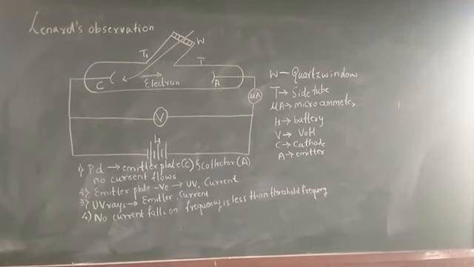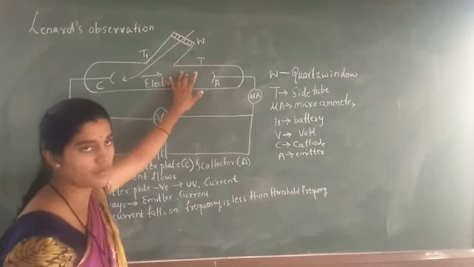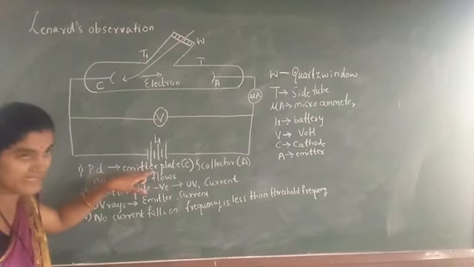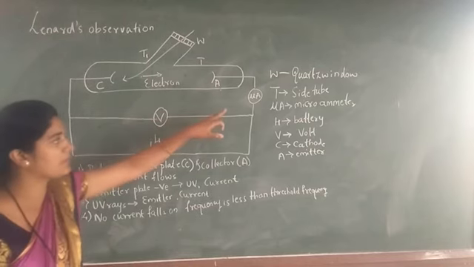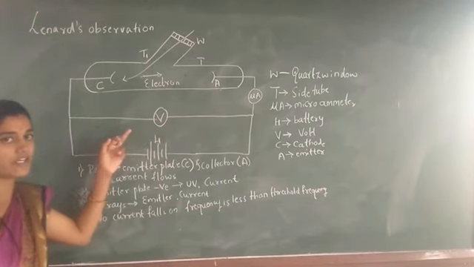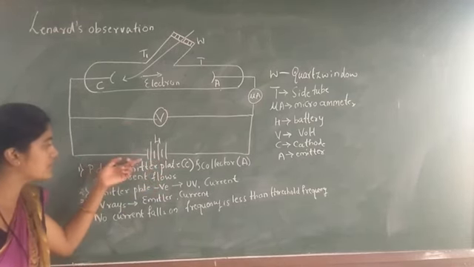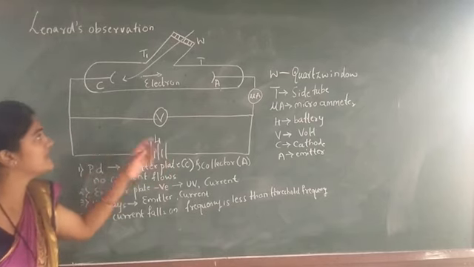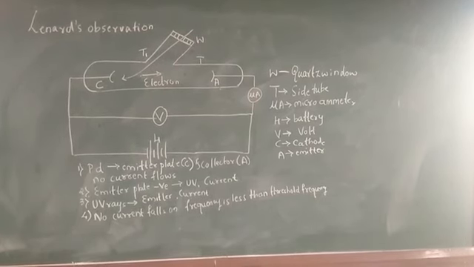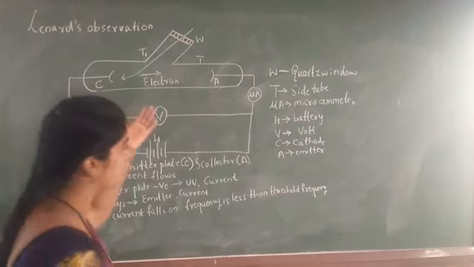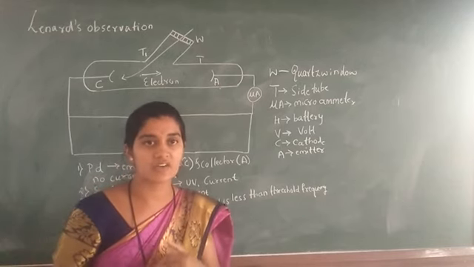Now, according to the diagram, W is the quartz window, and there is the side tube. C is the emitter plate and A is the collector. C and A are connected to the microammeter, which is connected to the voltage V, and all of this is connected to the battery H, with one negative side and one positive side. This is the diagram for Lenard's observation on the photoelectric effect. When the ultraviolet radiation falls on the emitter, the electrons are ejected.